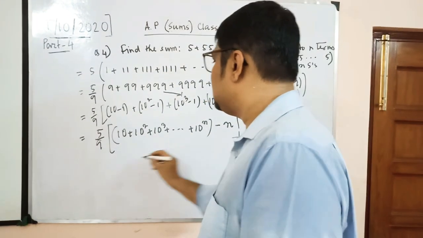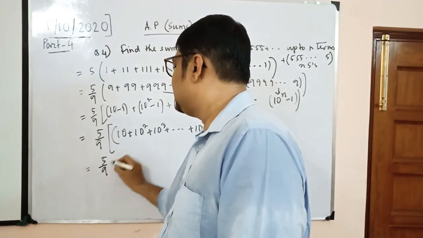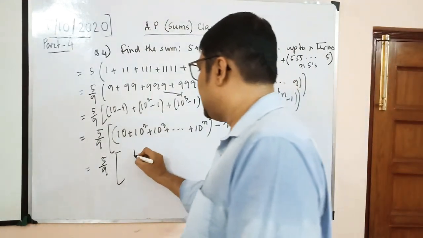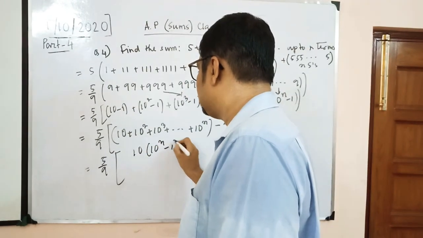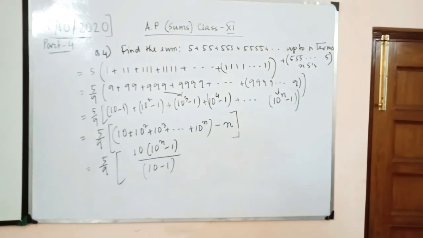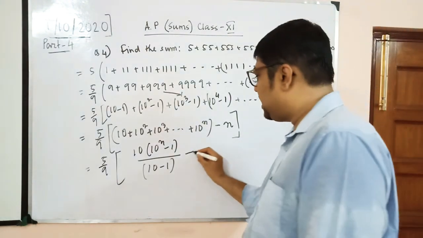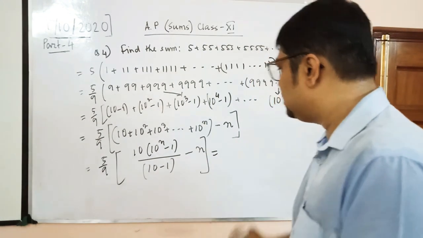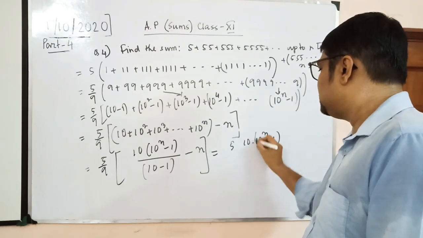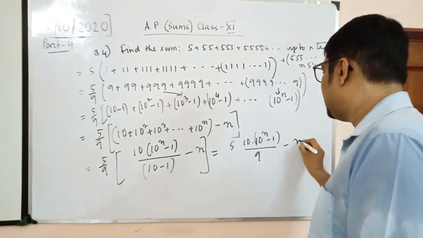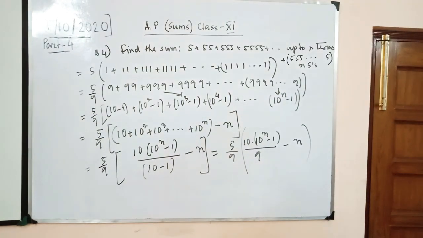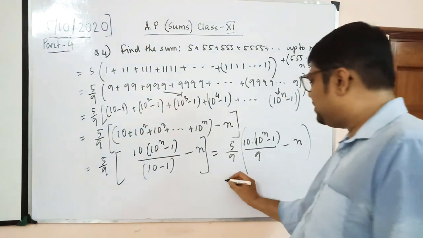So this is a GP series where you can use the GP formula, where the common ratio is 10. So you can use a into r to the power n minus 1 divided by r minus 1, minus n. So this formula you can use. So it becomes 5 into 10 into 10 to the power n minus 1 by 9, minus n. So this will be the answer. You can take out 9 common and make it 9n. That also you can do, but this is the thing.